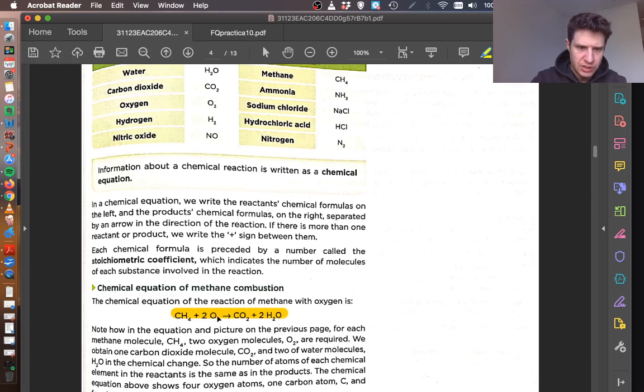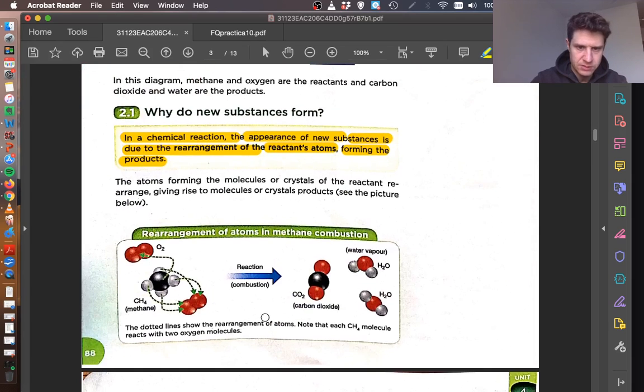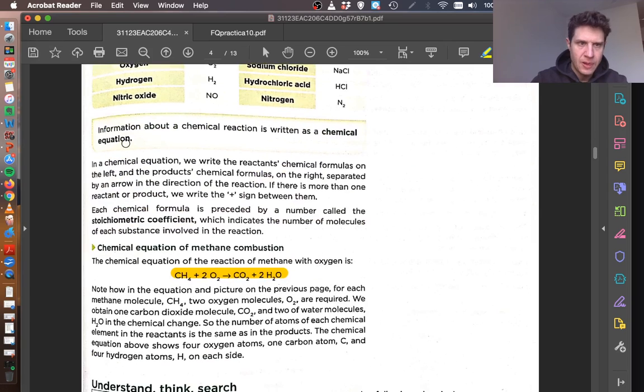CH4 plus 2 molecules of O2. So this means 4 atoms of oxygen. We have one molecule of CO2 and 2 molecules of water. So information about a chemical reaction is written in a chemical equation. Okay, this is a chemical equation.